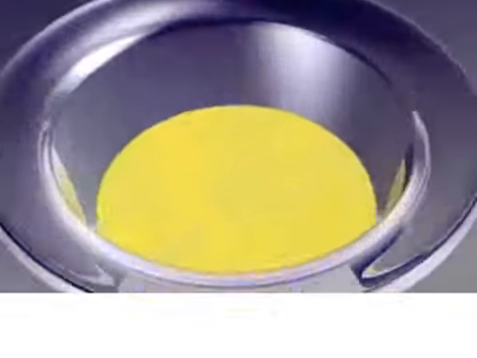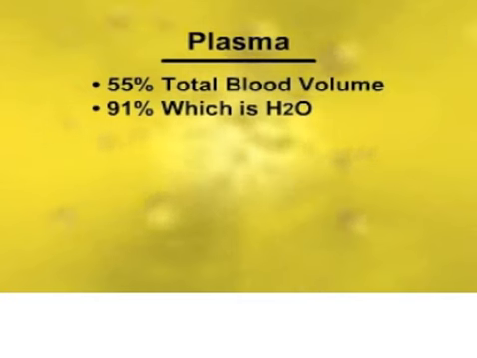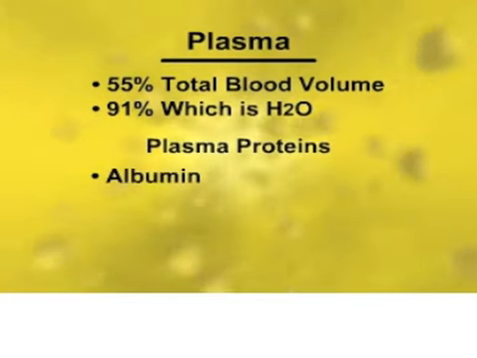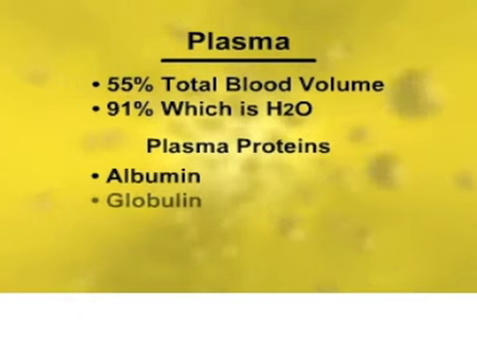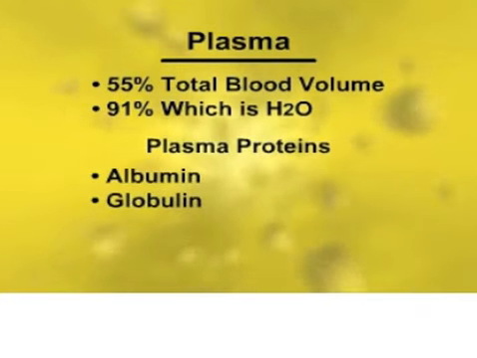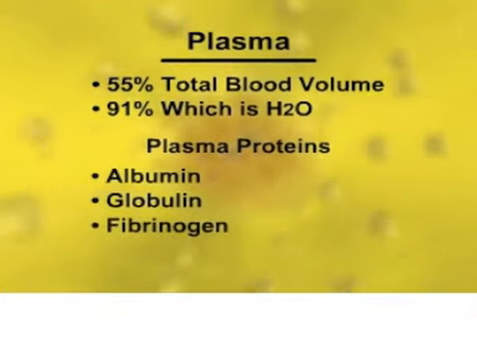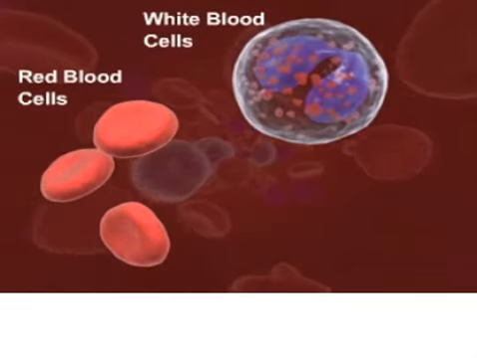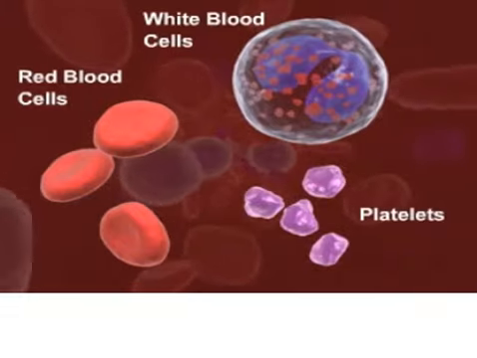Plasma makes up 55% of the total blood volume, 91% of which is water. Plasma proteins are albumin to maintain osmotic pressure and water balance, globulin antibodies to help the immune system, and fibrinogen, an essential component for blood clotting. The formed elements are erythrocytes or red blood cells, leukocytes or white blood cells, and thrombocytes or platelets.